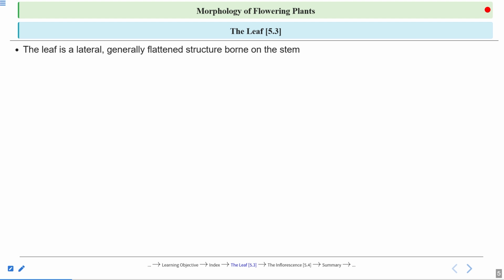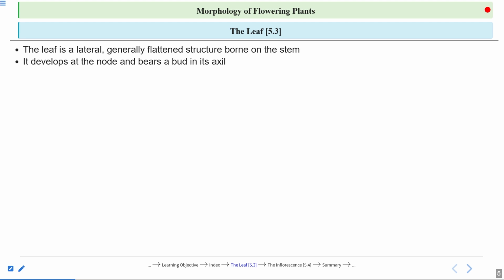Now the stem bears nodes and internodes, and the leaves arise from the nodes. So leaves develop at the nodes and bear a bud in their axil. Clear? So what is the characteristic feature of the shoot? The shoot or stem bears nodes and internodes. Now from the nodes, what structures can arise? The leaf can arise. Clear? Branches can arise. And between the two nodes, there is an internode.